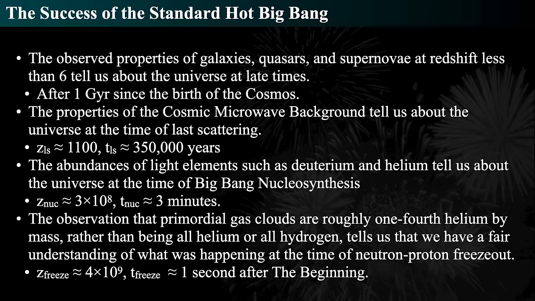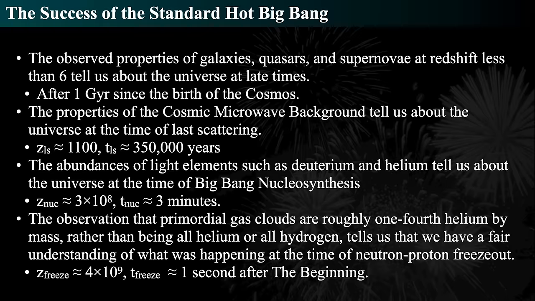All right, so the successes of the standard hot Big Bang model, the idea of the primeval fireball of the cosmos, are a number of major successes, and all of them are observational. The first is that galaxies, quasars and supernovae at redshifts less than about 6, which means the last 12 billion years since a billion years after the birth of the cosmos, can tell us about the universe at later times. So we really do understand how things evolve in the time since about a billion years after the Big Bang.